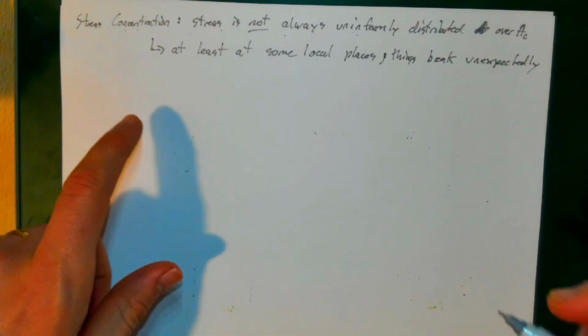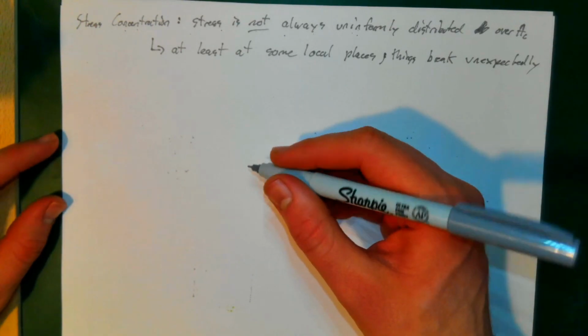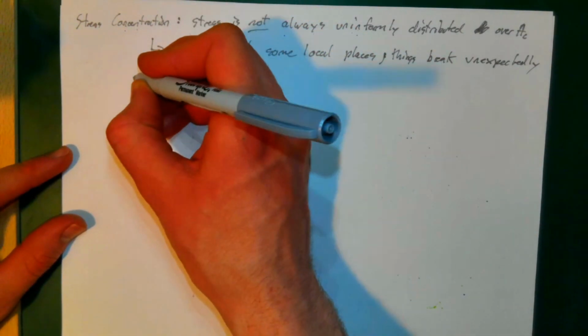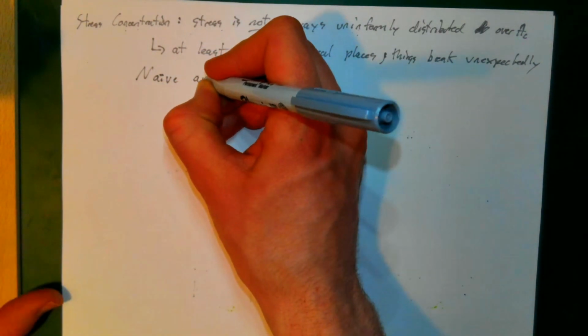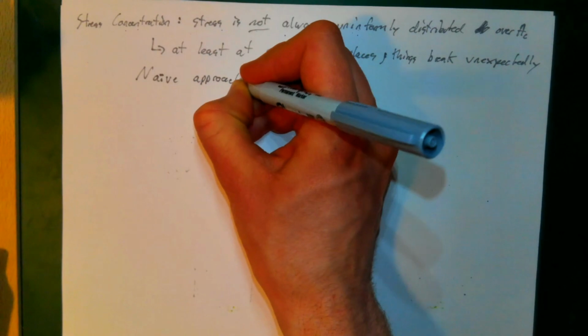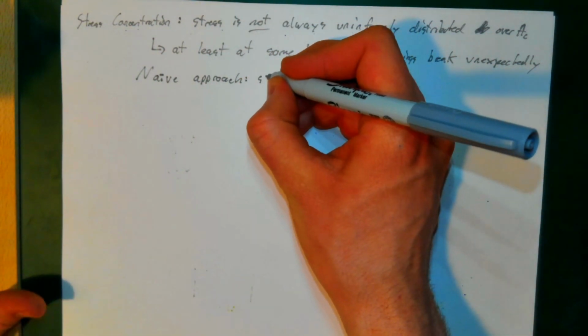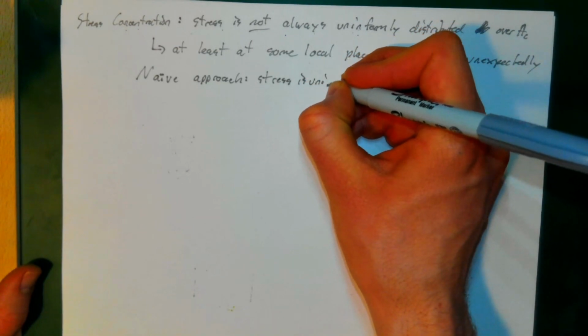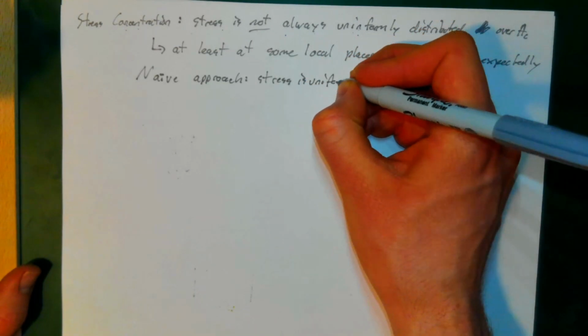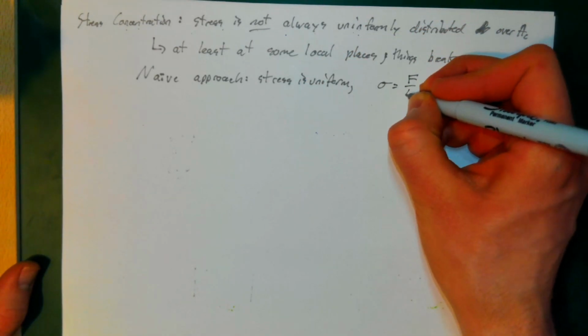So what does that mean? Well, basically, from an engineering standpoint, the naive approach is basically to say stress is uniform, and stress is equal to force divided by cross-sectional area.